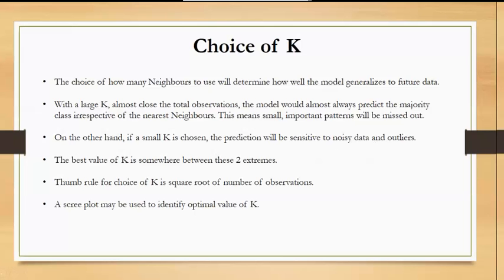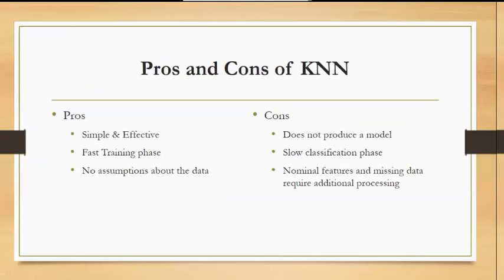These are the pros and cons of KNN. It's quite a simple and effective method. It makes no assumptions about the data, unlike some other algorithms which require the data to satisfy certain conditions. On the con side, this is probably the only method which does not produce any model. Categorical and missing data require additional processing, unlike other algorithms that can handle missing data and categorical data.